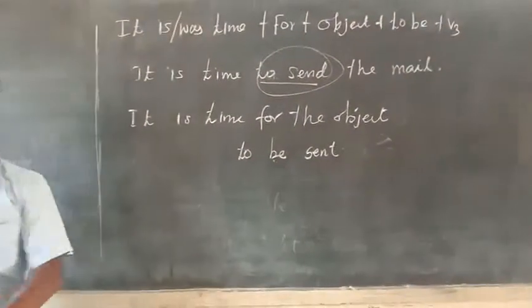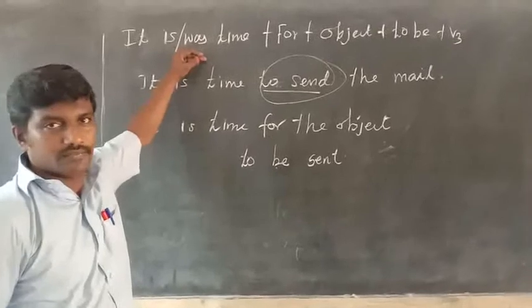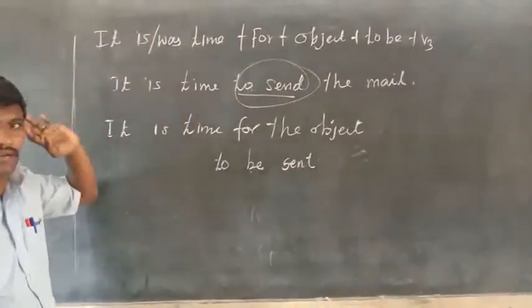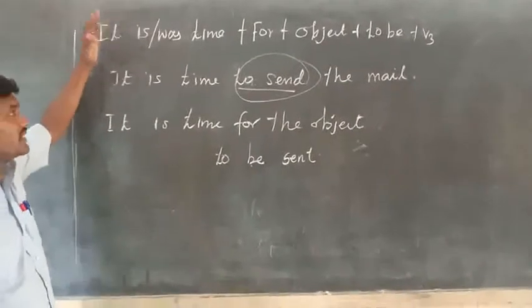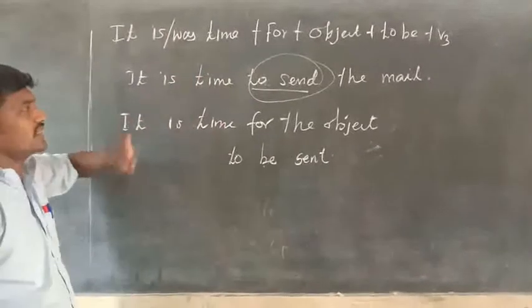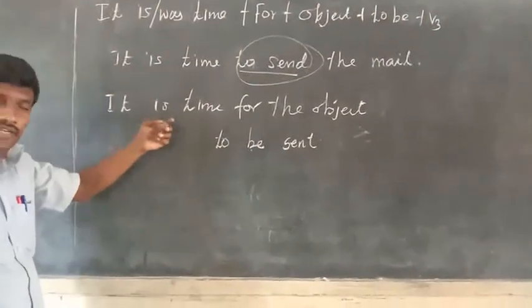Shall I explain one more time here? Dear students, this is the formula for passive voice. This is the active voice sentence: it's time to send a mail. You can consider it: this is the subject, this is the verb, the time. Then to send the mail. So when we change it into passive voice, we should write it's time.